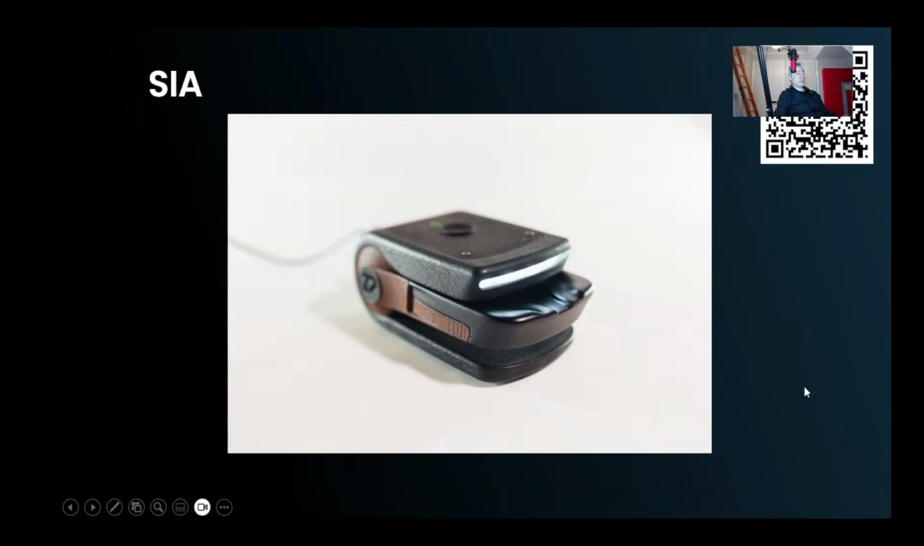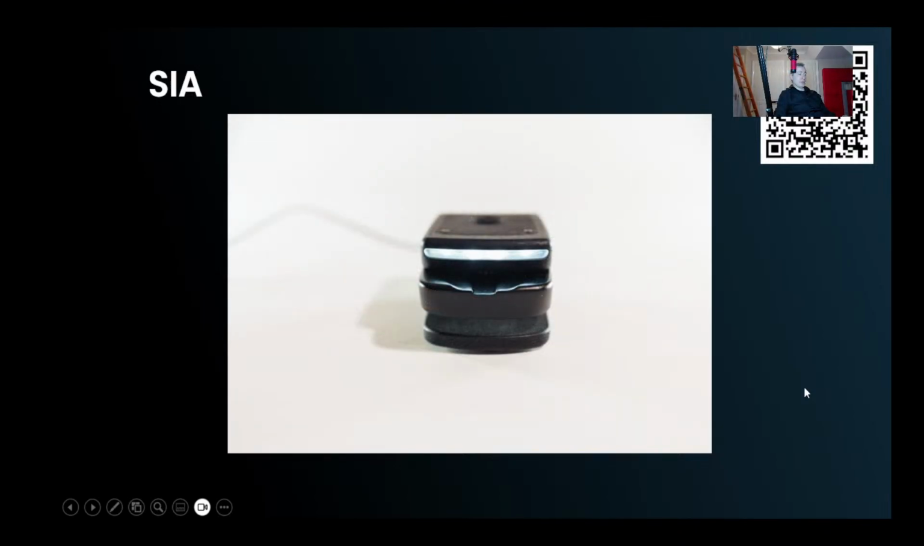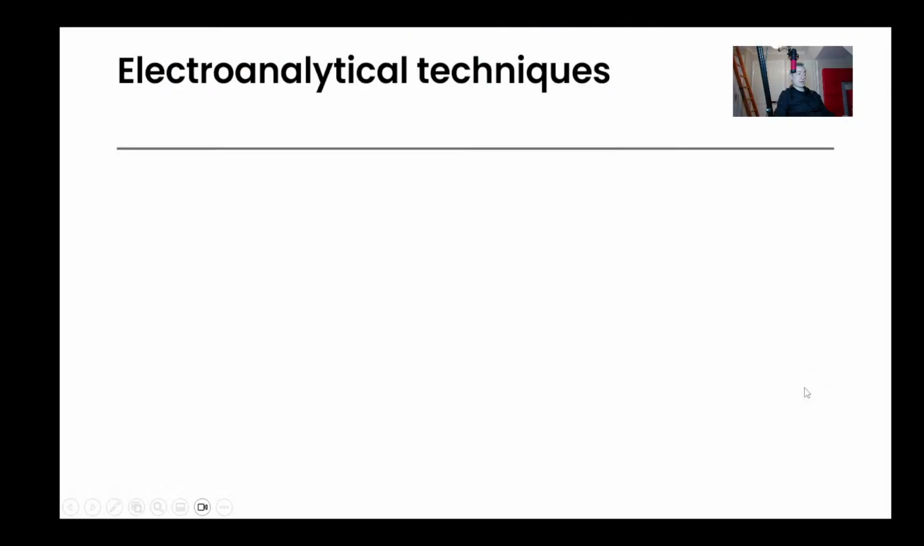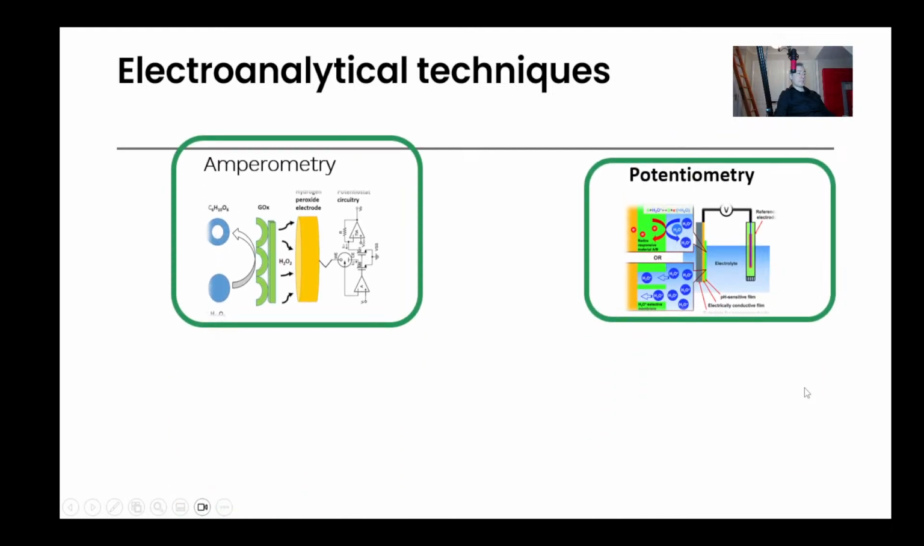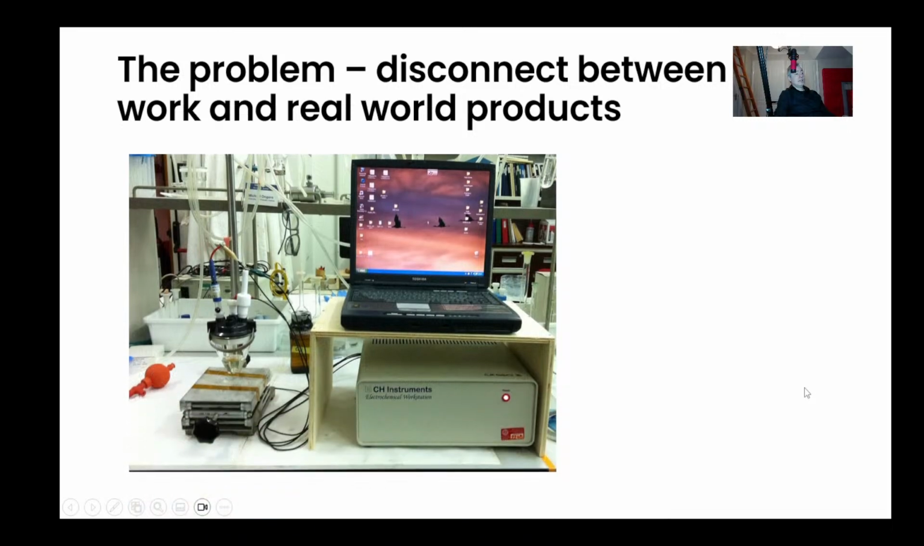This is what the platform looks like, very elegant, much more of a consumer style product. It runs all the amperometric, potentiometric, voltammetric, and impedance spectroscopy techniques. And for me, intellectually, what it does is that otherwise people are in the lab using instruments like this, and I have instruments like this in my garage. I have 4 of these CH instruments.